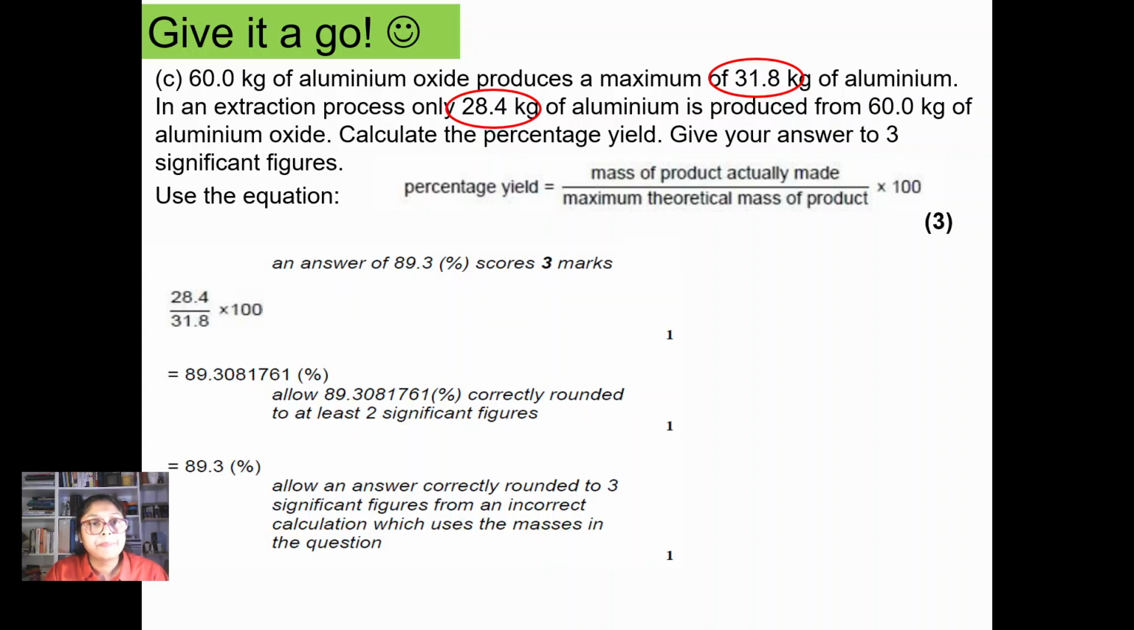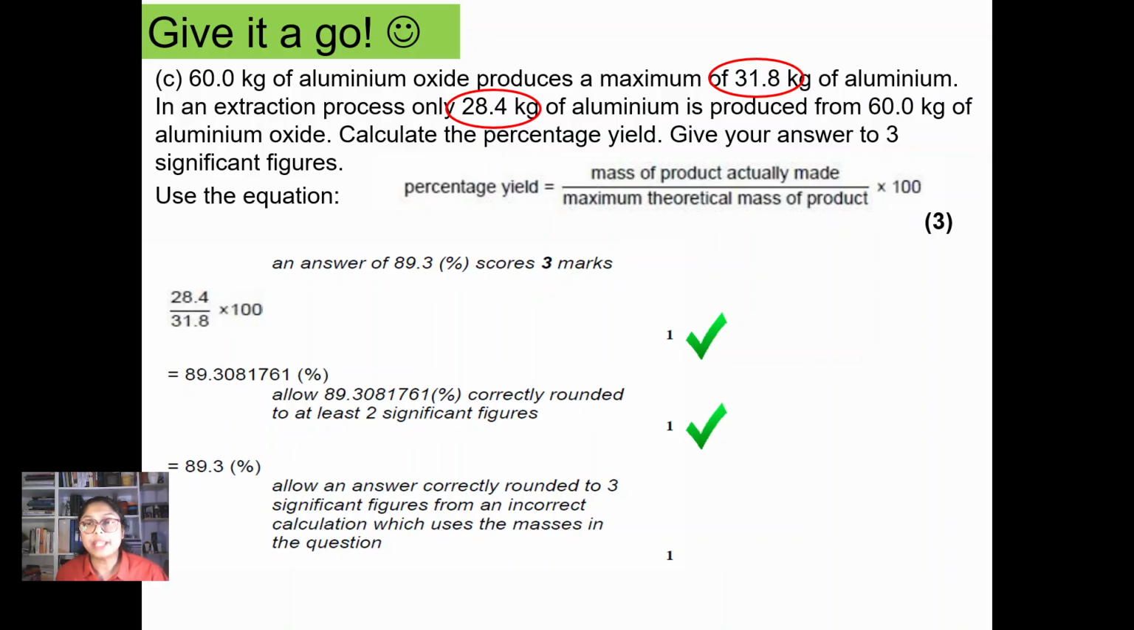Okay, so this is the mark scheme. Use the equation, write it down, make it your habit to show your work. So 28.4 over 31.8 times 100. So that is mark 1. Okay, then if you calculate, you will get 89.3081 and so on percent, and that would be second mark.